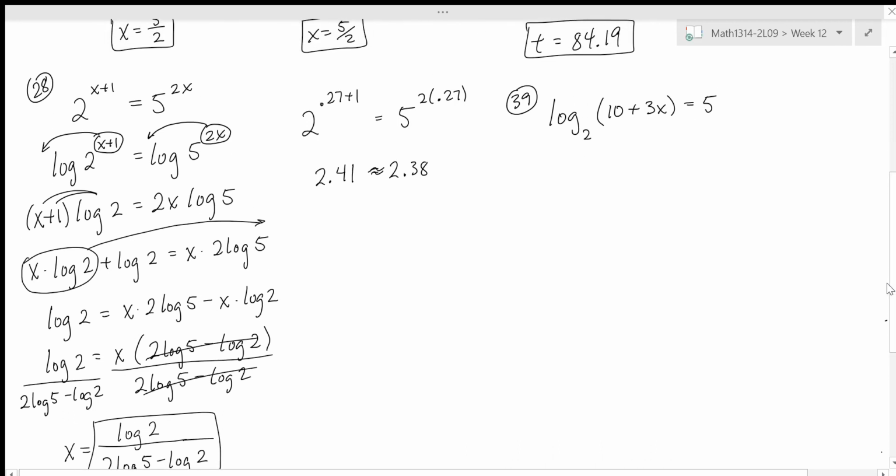Number 39. We've got log base 2 of (10 plus 3x) equals 5. Is it pretty obvious that that is a log equation? Now we're going to talk about only one technique for how to solve a log equation, and the technique is called convert to exponential. If you want to solve a log equation, you probably want to convert to exponential.